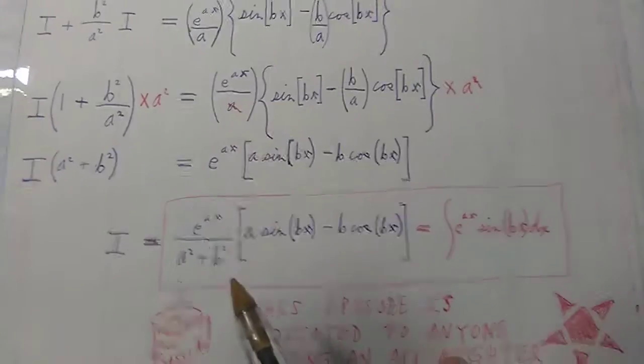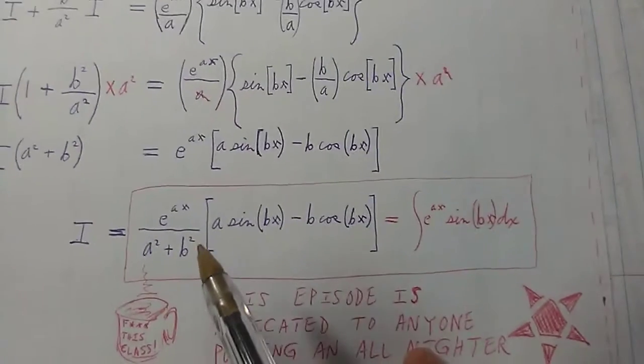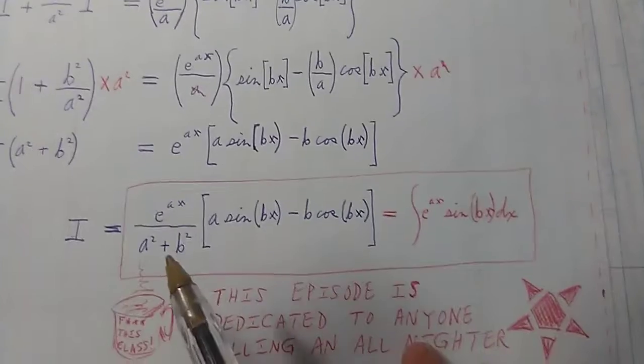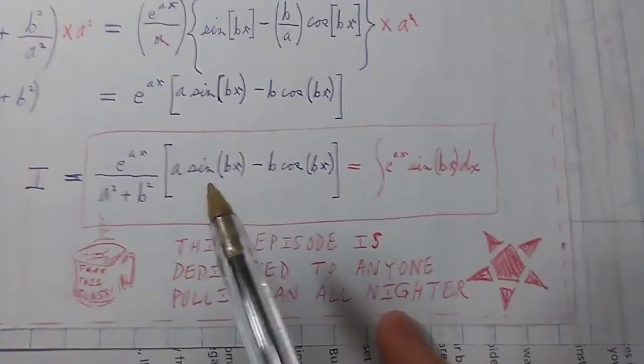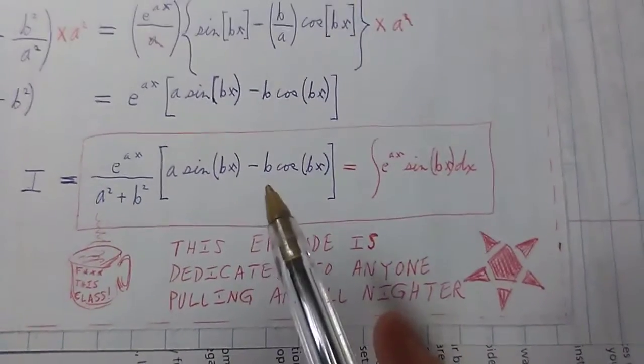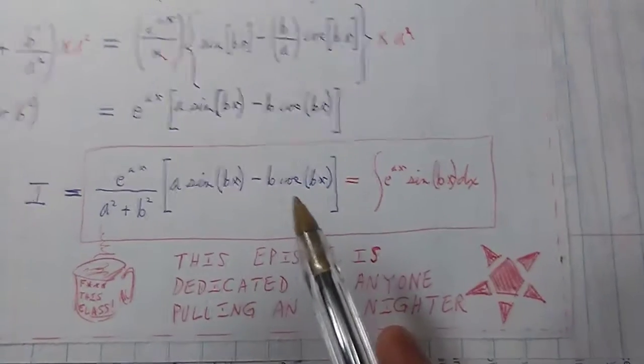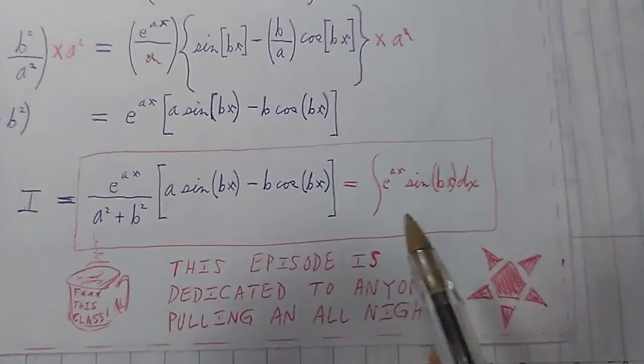I've got about 30 seconds to finish this video. So the answer is e to the ax divided by a squared plus b squared, multiplying times a times sine of bx minus b times cosine of bx. Sorry, I didn't say that right.